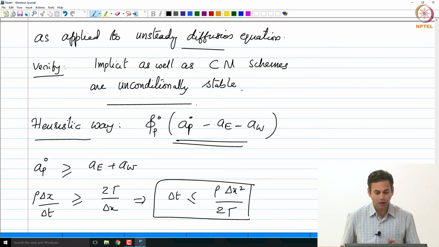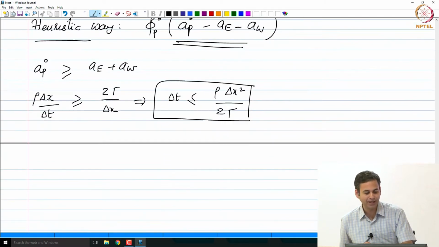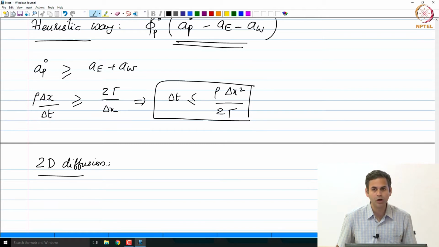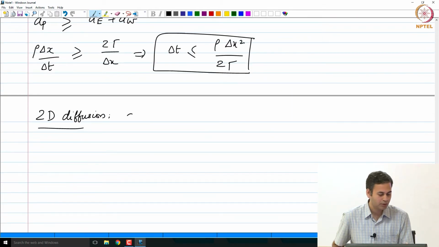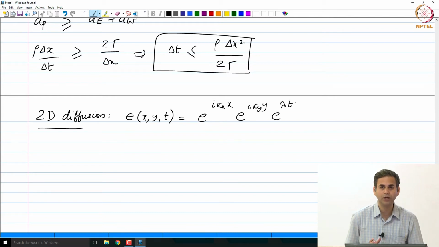Fine. Now, of course, what do we do if we have to extend this analysis to 2 dimensions? Let us say we are talking about 2D diffusion. How do you model your error now? Your model for error E(x, y, t) would have e^(I k_x x), e^(I k_y y), e^(lambda t).